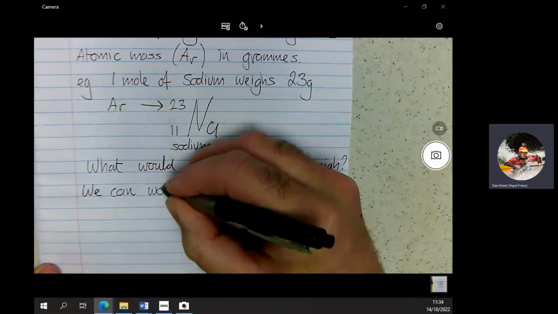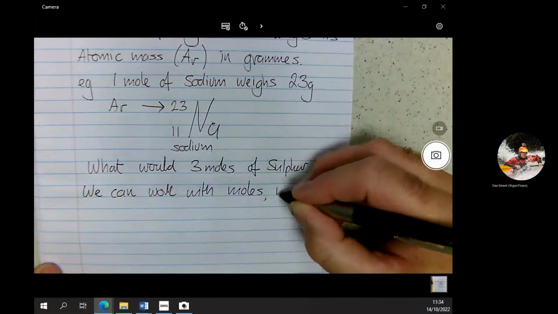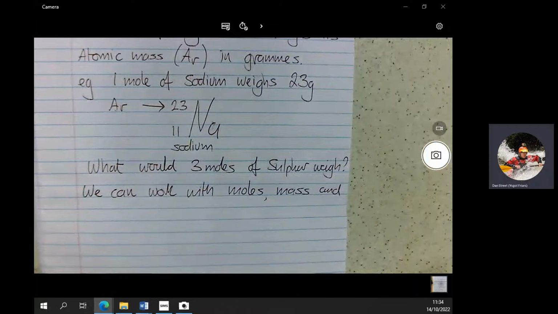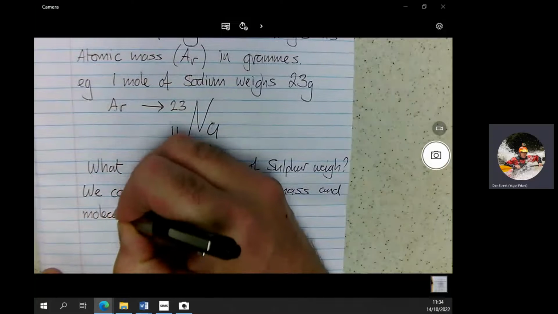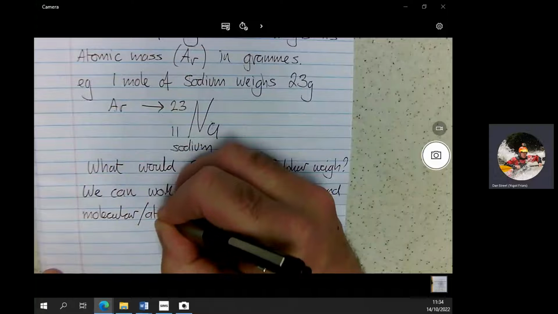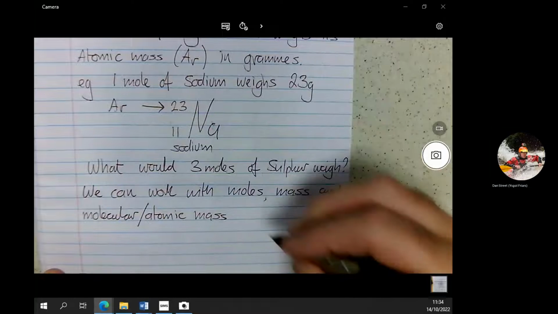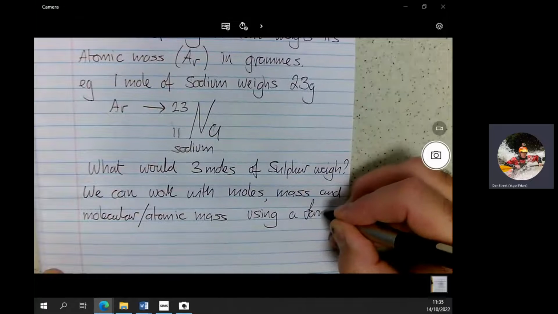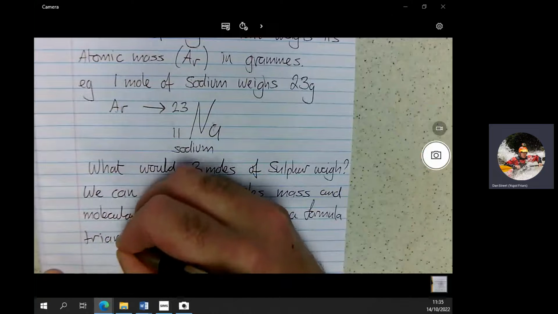We can work with moles, mass, and the molecular mass or atomic mass using a formula triangle. Now, don't you just love a formula triangle?